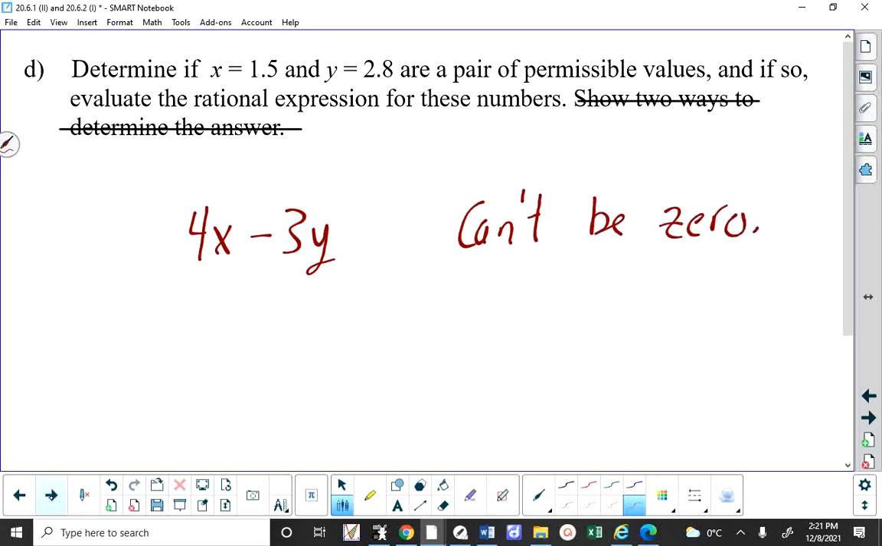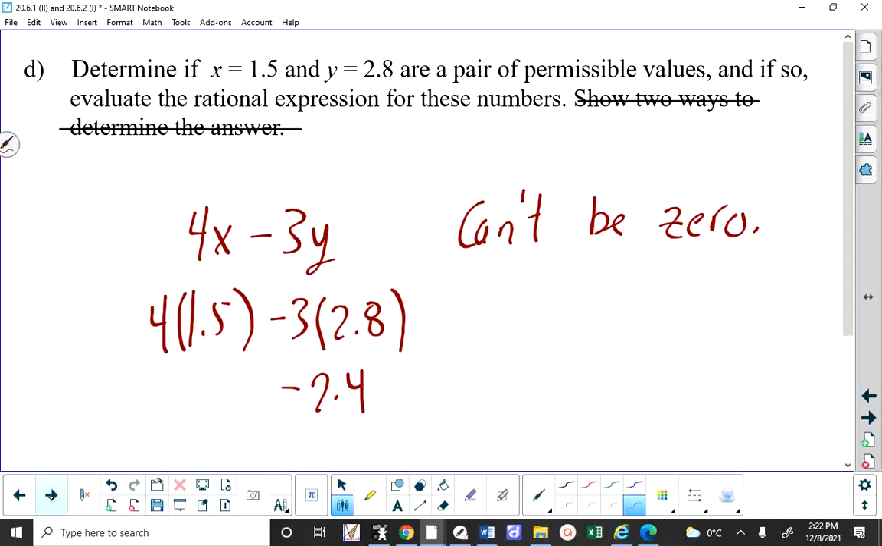So let's calculate 4 times 1.5 minus 3 times 2.8. And I get negative 2.4, I believe, but I'm going to want some help on that. And it is. That's okay.